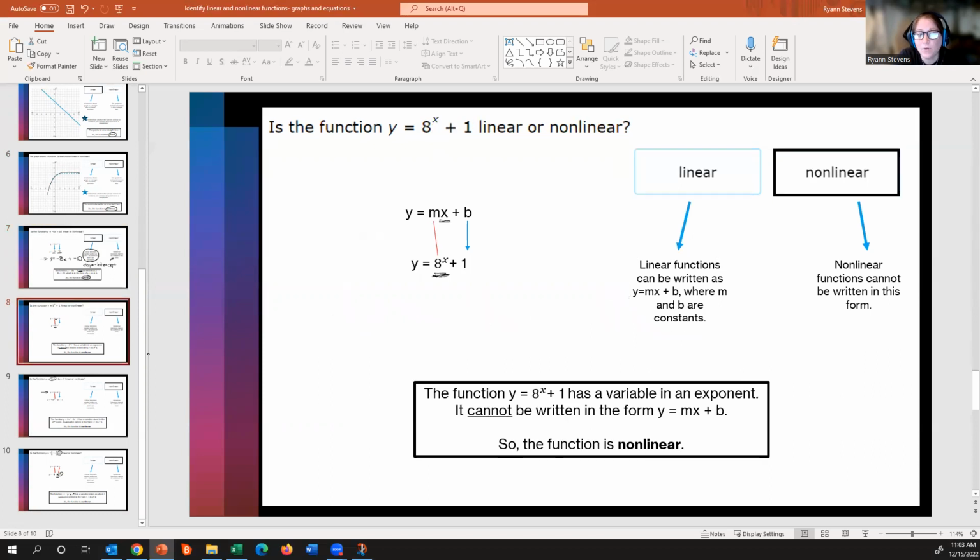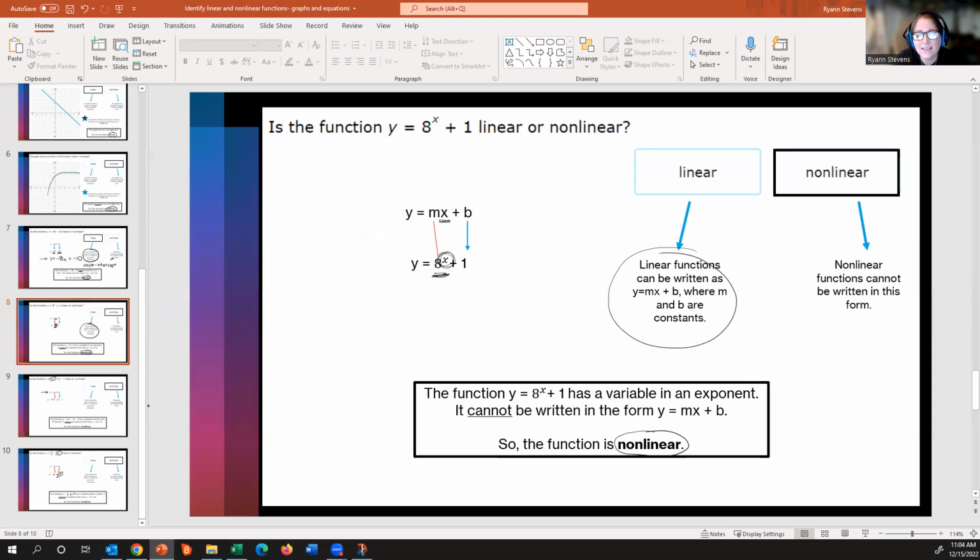Now, the next example: is the function 8 to the power x plus 1 linear or nonlinear? Again, if it's linear, we want to be able to write it in slope-intercept form, but in this case we have 8, and then we have this exponent. This variable is written as an exponent, okay? There's really no way to change this unless we keep the exponent or we do the inverse operation, which is the square root. And so since it cannot be written in the form y equals mx plus b, we would say that this is an example of a nonlinear function.